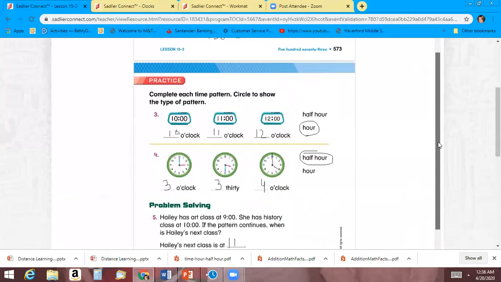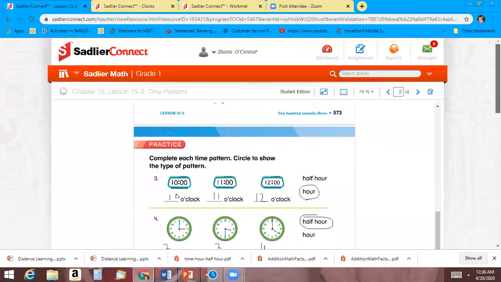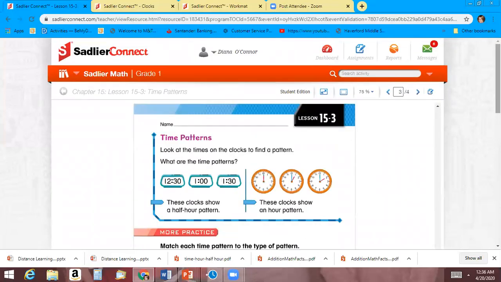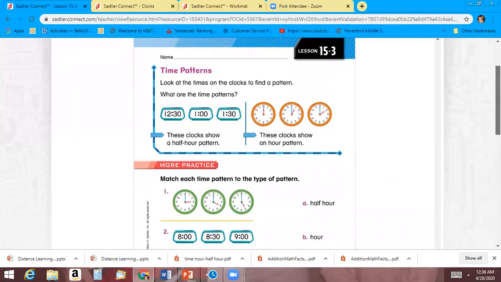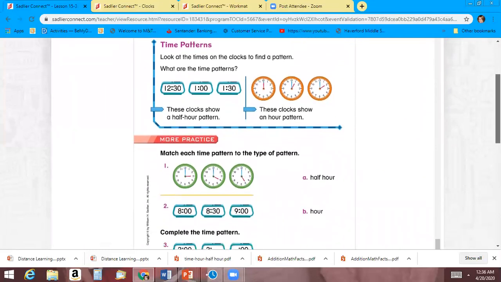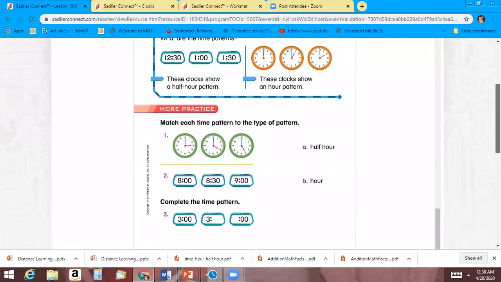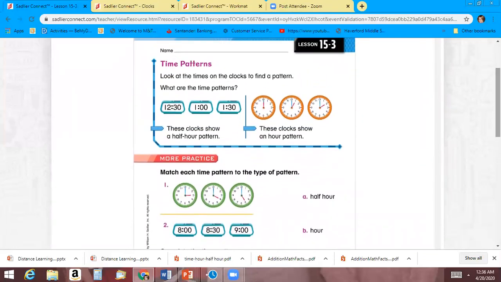So let's take a look at the next page, because I am going to have you continue working on these next 2 pages. If you're looking right next door to where you are on page 575, there's a little bit of those pattern clocks we talked about in the beginning of the lesson that showed the 12:30, 1 o'clock, 1:30 time, which show these clocks are a half-hour pattern. The 12 o'clock, 1 o'clock, 2 o'clock time show the clock pattern of an hour pattern.